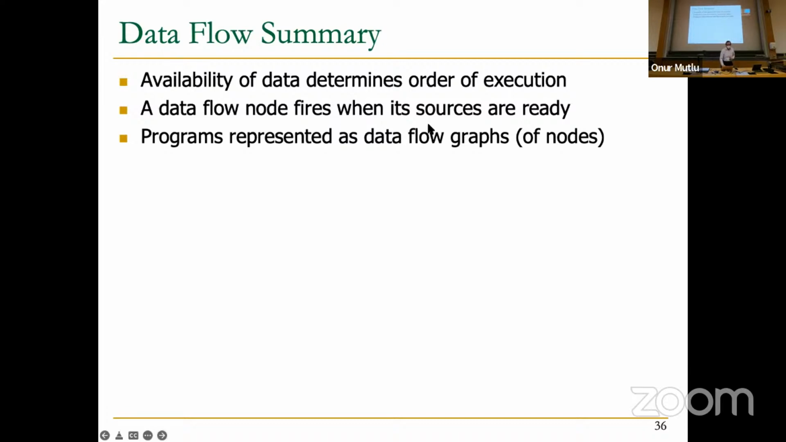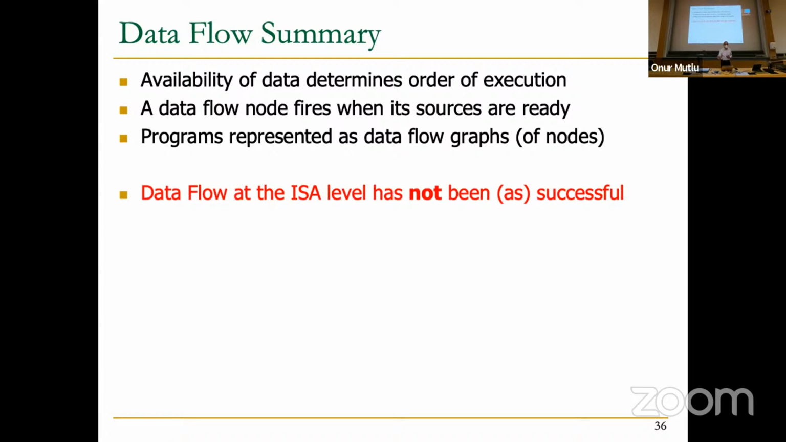And a data flow node fires when sources are ready, and programs are represented as data flow graphs of nodes. So an out-of-order execution engine does this internally, but the programmer doesn't need to deal with data flow graphs, basically. So that's the difference between an out-of-order execution engine and data flow at the ISA level. Data flow at the ISA level has not been as successful.